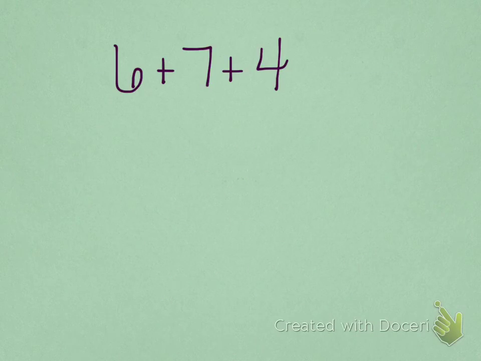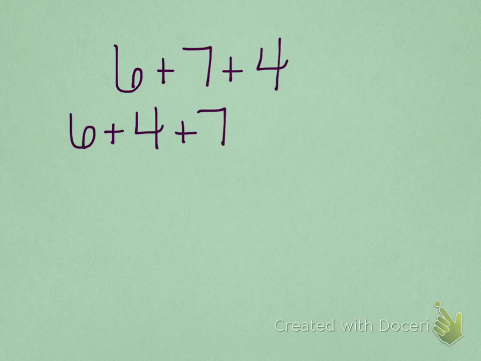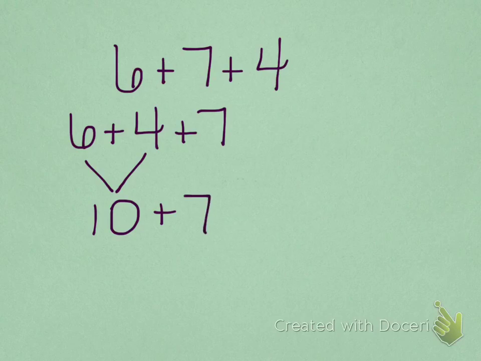Another example would be the equation 6 plus 7 plus 4. Remember, in addition, you can change the order of the addends and it does not affect the sum. So let's rearrange this equation to be 6 plus 4 plus 7. That will allow us to add the 6 and the 4 together to make a group of 10. Then all we have left to do is add the 7 to the 10 to get a total of 17.